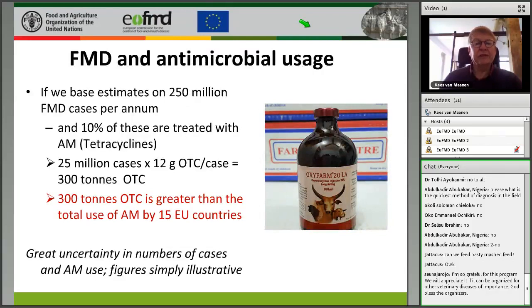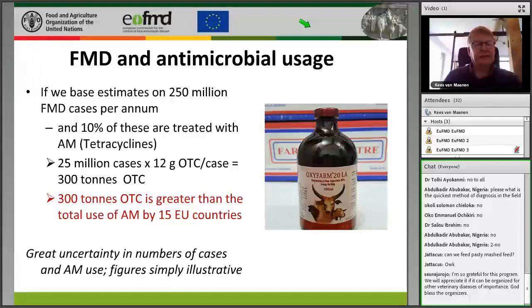A few words on antibiotics. If we base the estimates of FMD on about 250 million FMD cases per year, and 10% of these would be treated with antimicrobials like tetracyclines, that would already imply a use of 300 tons of oxytetracycline for the treatment of foot and mouth disease alone, which is greater than the total use of antimicrobials by 15 EU countries per year.